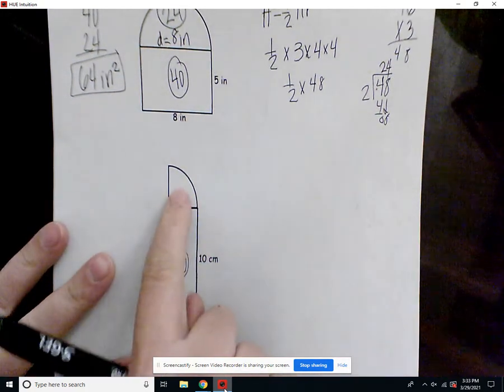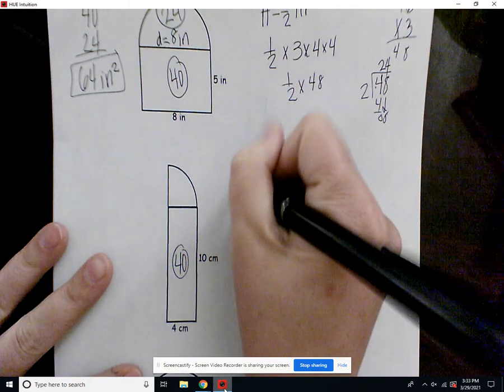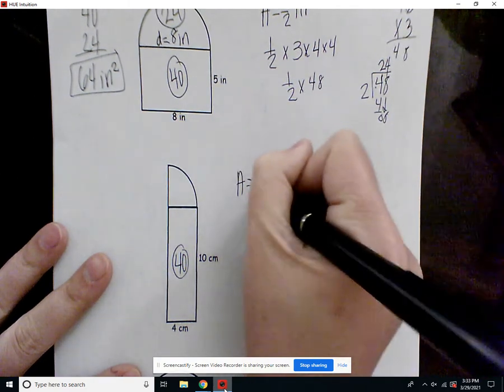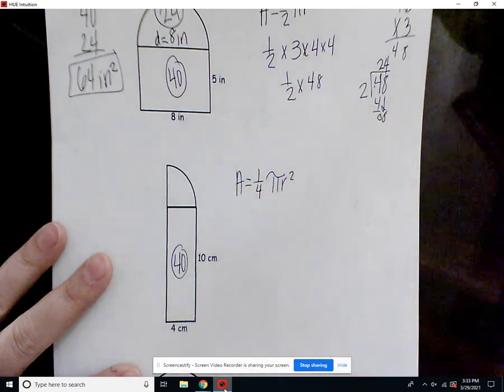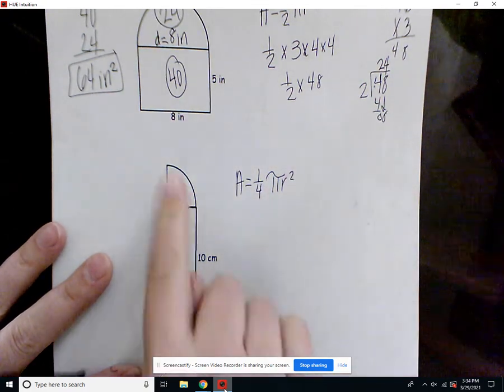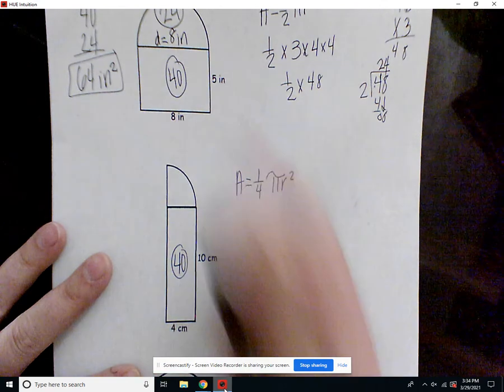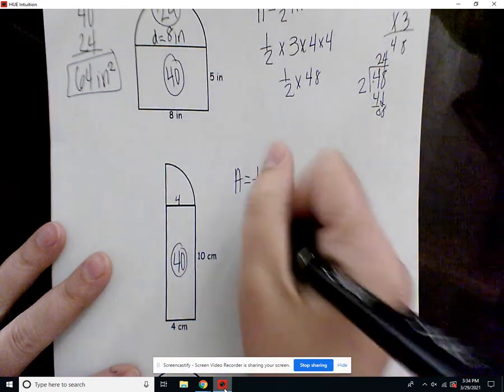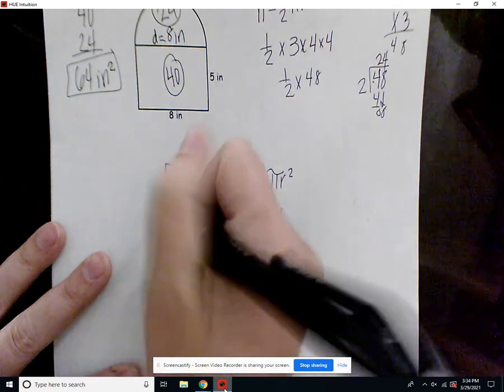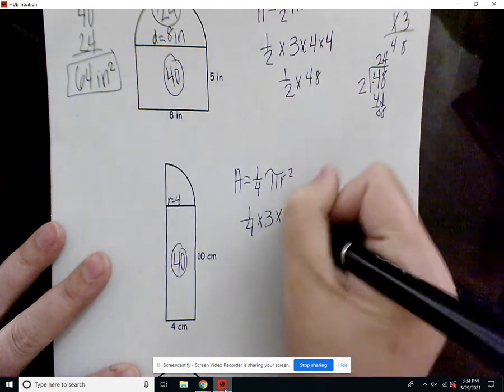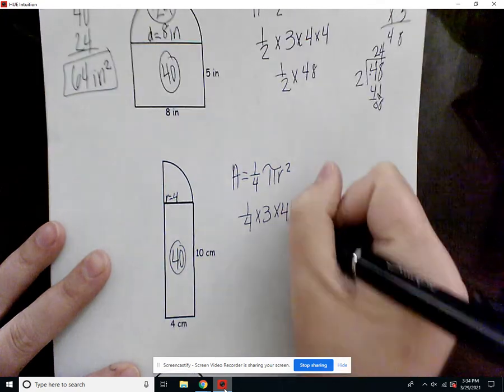Okay, we have a quarter circle. So a quarter, remember, we cut it into 4s. And then we write our formula for our circle, pi r squared. Again, there's not a number, so if the bottom of the rectangle is 4, the top is also 4. So 4 is a radius. So we're going to write that down 2 times.